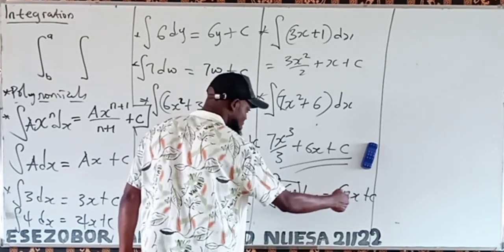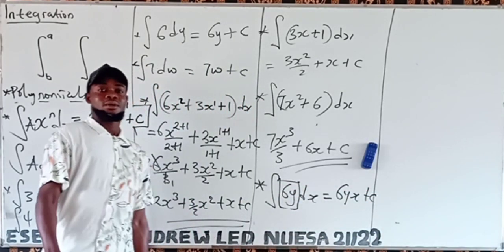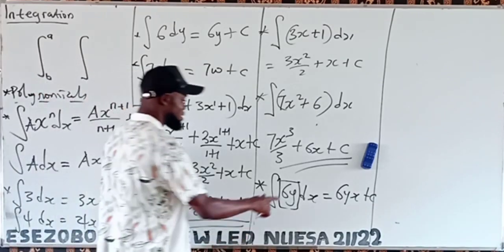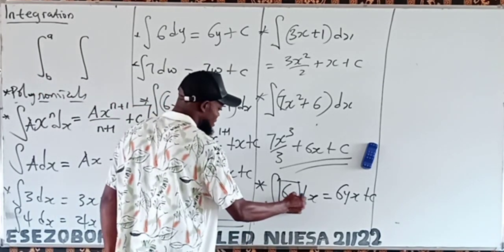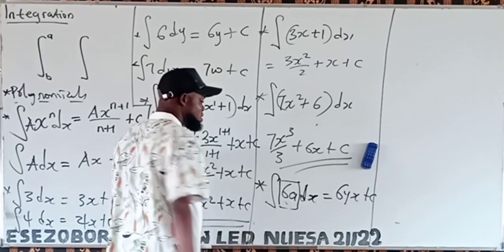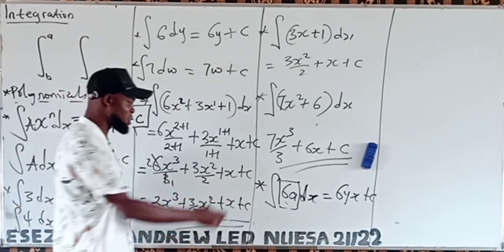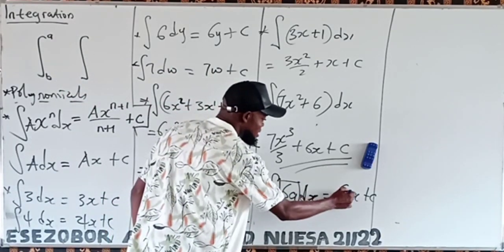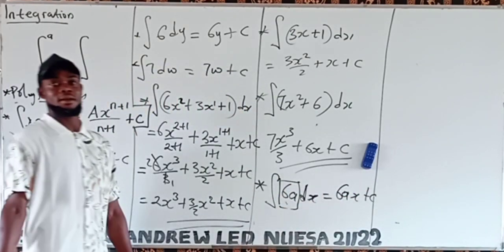Differentiate this x, you have 6y; differentiate this one, 0. That's what we are trying to say. So in the same way, if you have 6a dx, and you want the integration, if you integrate something like this one, that will be 6a times x. What is that? 6ax plus c. That's what I'm going to have.